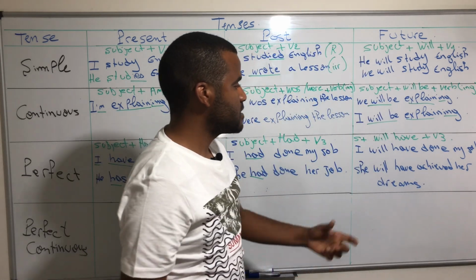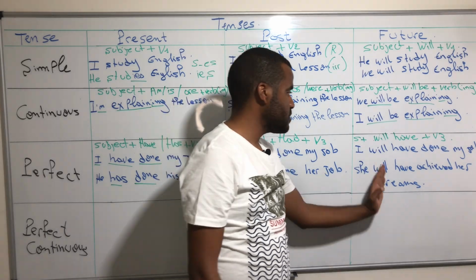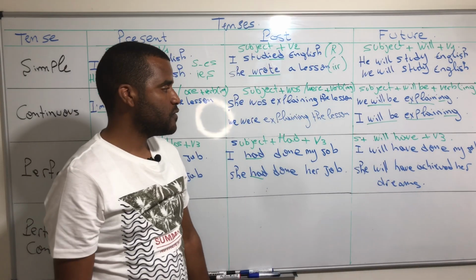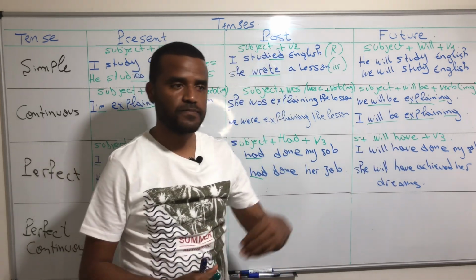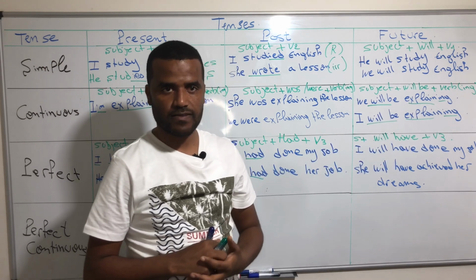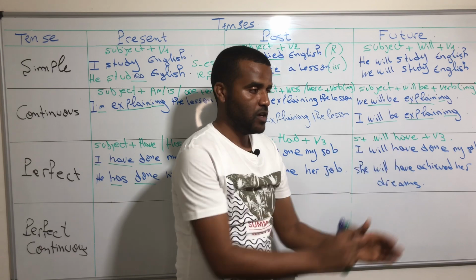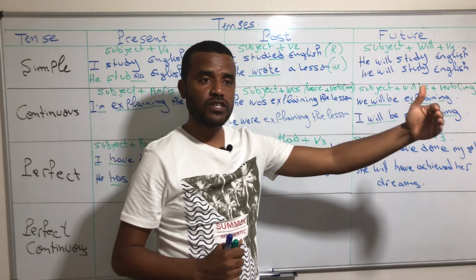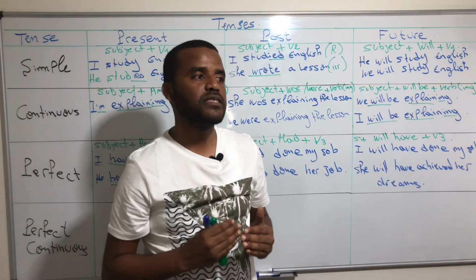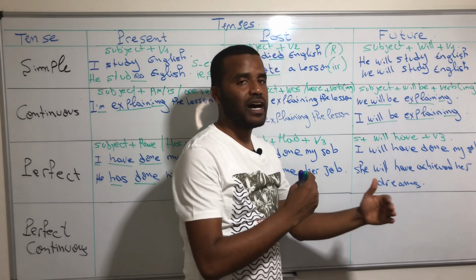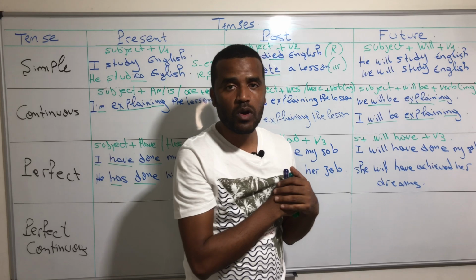Okay, so you need subject, will have, and the past participle of the verb. I will have done. I will have finished this video by 20 minutes. So we have I will have and the past participle of the verb. By next year I will have obtained my BA. I will have obtained means will have and the past participle of the verb.